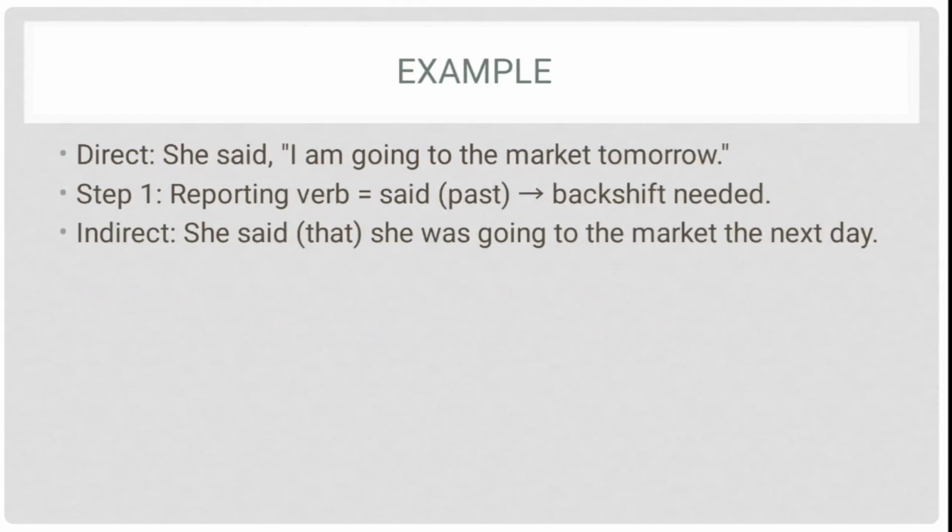Examples. Let us look at an example. Direct speech: She said, "I am going to the market tomorrow." Since the reporting verb said is in the past tense, we change the tense and time word. She said that she was going to the market the next day.